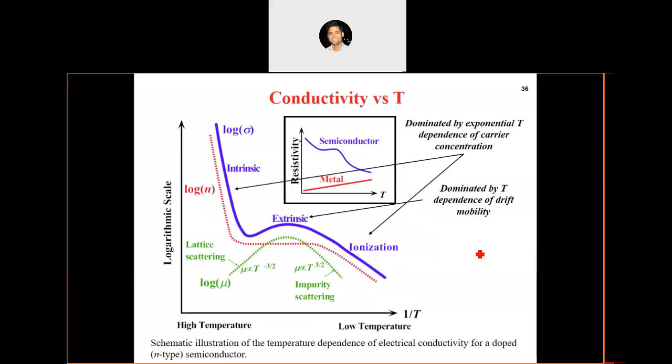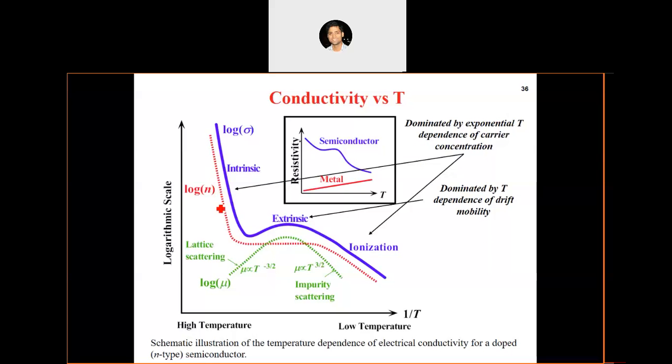Now if we want to look at the conductivity, if you remember, we started all this discussion to see how conductivity of a semiconductor varies with the temperature. In that discussion, first we discussed how the carrier concentration varies as a function of temperature, and how the drift mobility varies, right? So now let us try to combine both of these two, and see how this defines the temperature dependence of conductivity, right?